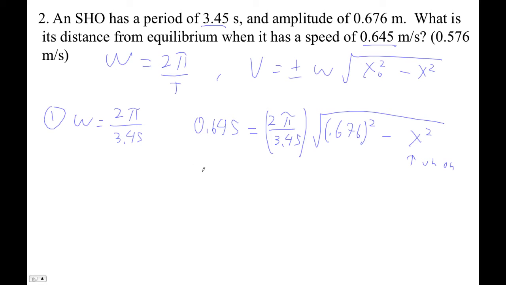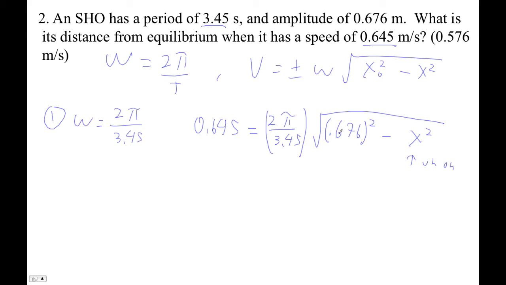So I'm going to go 0.645, right? I'm going to multiply by 3.45. I'm going to divide by parentheses 2 times pi, end parentheses, right? So divide by 2 and divide by pi. Be very careful there, right? I now have the thing that is equal to this square root. So I took this, multiplied by that, divided by that, okay? And now all I have to do is square both sides. So I'm going to square what's on my calculator, okay? So I square that thing, right?